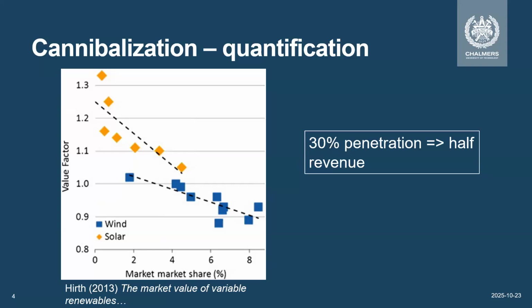And cannibalization is there. Empirically, people have looked at this, and this is an example from a paper by Lina Reichenberg, one of the first papers on this from 2013. And actually the reason that we wrote our paper. But here you can see some empirics on the value factor. We don't have to go into the definition of the value factor, but anyway, as the market share of wind and solar increases, their value decreases. So it's there, and it's been estimated that at roughly 30% penetration level, the value is halved, which means the revenues are halved. But the value to customer increases.